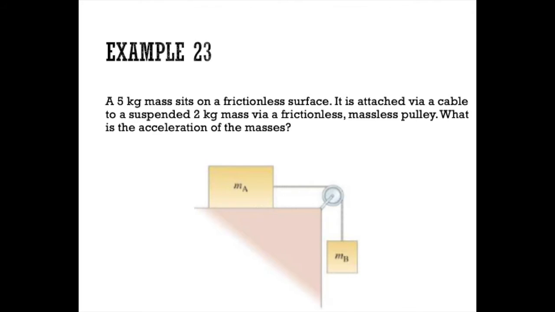Example 23: a 5 kilogram mass sits on a frictionless surface. It is attached by a cable to a suspended 2 kilogram mass by a frictionless massless pulley. What is the acceleration of the masses?